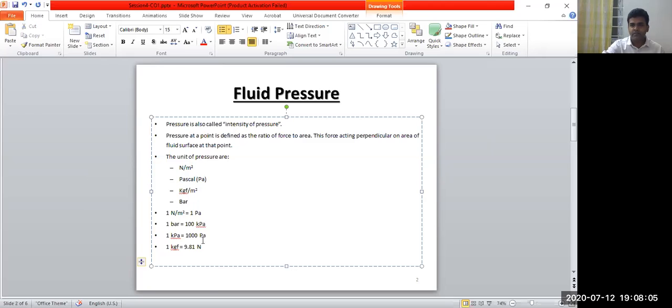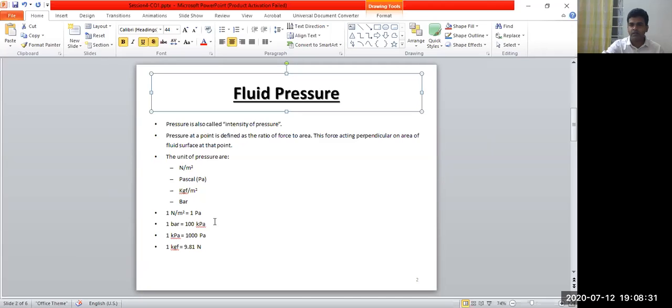And the relation between these units: 1 Newton per meter square equals 1 Pascal. That is the conversion from Newton per meter square to Pascal or Pascal to Newton per meter square. 1 bar equals 100 kilopascal. 1 kilopascal equals 1000 Pascal and 1 kgf equals 9.81 Newton. This is the conversion of the units from one to another. This is about the fluid pressure.